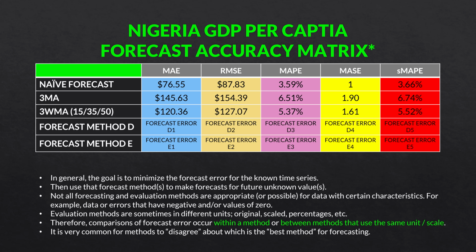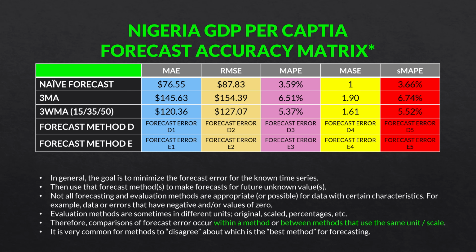So in the MAE column, we see that the naive forecast is the lowest. Therefore, it wins that column. We can see, though, that the weighted moving average there in the blue in that first column is better than the 3-period simple moving average, but definitely not enough to overcome the advantage of the naive forecast. Same thing for the root mean square column. We can see that yes, the 3-period weighted moving average is better than the simple moving average, but definitely not as good as the naive forecast. MAPE, same story. The weighted moving average is better, but not nearly as good as the naive forecast because at 3.59, it is much better than 5.37% and 6.51%.